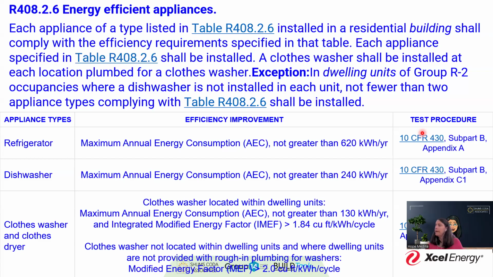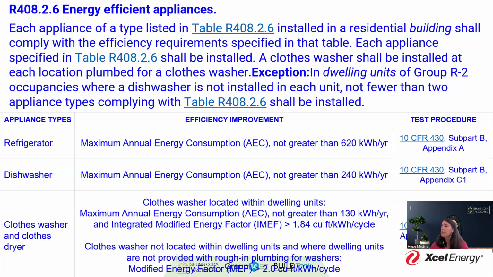I hope that helps you, Tari, and I'm sorry if I am pronouncing your name incorrectly, but so basically all of them have to be there unless you happen to be in R2 and you're not installing dishwashers. At that point, then you have the option that you have to then do the dishwasher and clothes dryer that meets that requirement.